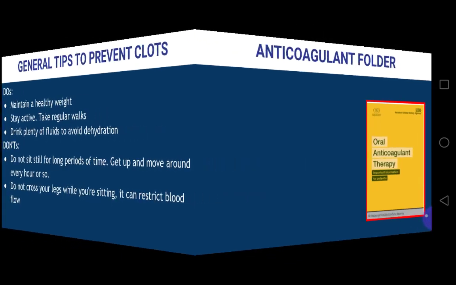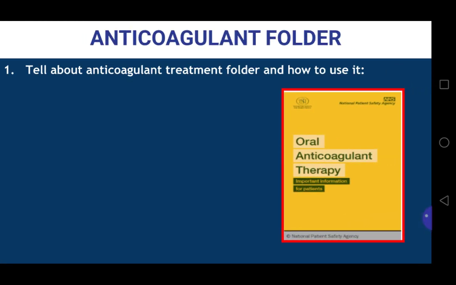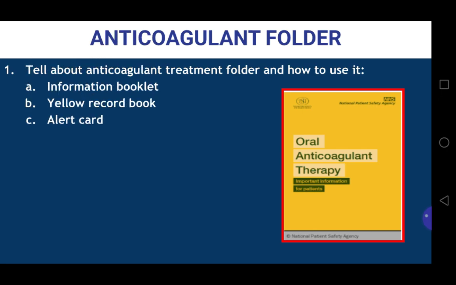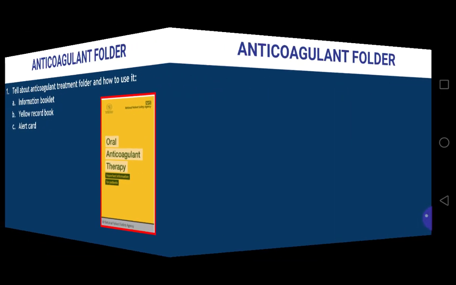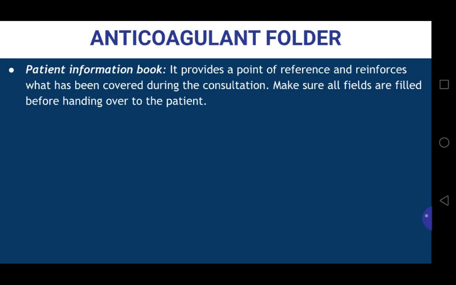Giving advice about the anticoagulant folder. Talk about the anticoagulant treatment folder and how to use it. Tell them that it includes an information booklet, yellow record book, and an alert card. The information booklet provides a point of reference and reinforces all the information which is covered during the consultation or counseling, and make sure that all the fields are filled and then hand it over to your patient.